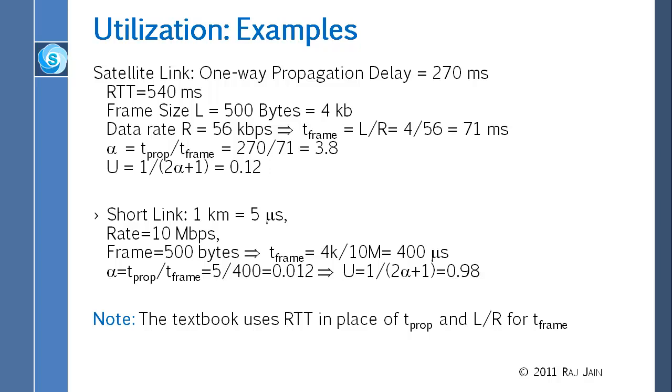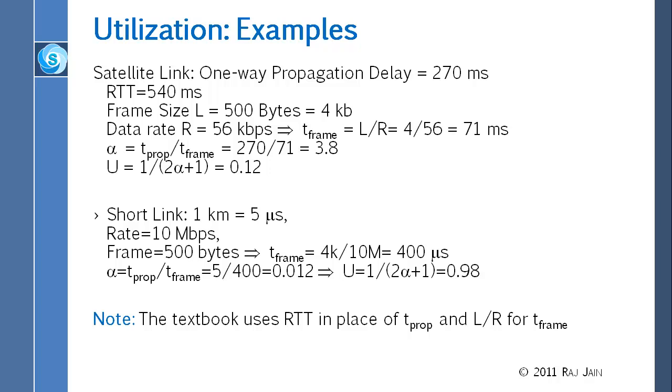Alright, now, so this is a very long link. On the other hand, let's take a short link. A short link, 1 kilometer of fiber, will take 5 microseconds for the light to go. And this is something that generally most of us remember, that light takes 5 microseconds per kilometer, 200 meters per microsecond. Now this is light in the fiber. In the air it takes 300 meters per microsecond, but in the fiber it is only 200 meters per microsecond. So 5 microseconds for 1 kilometer, and the link rate is 10 megabits per second.